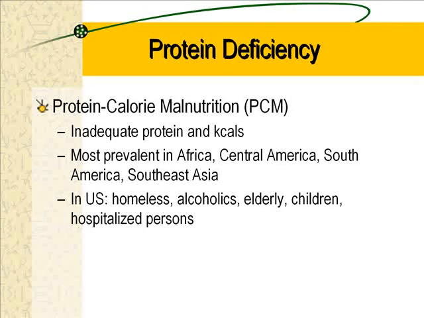PCM is short for protein calorie malnutrition. This is a condition that takes place when there's not enough protein available in the diet and also not enough calories. PCM is most prevalent in the developing countries like Africa, Central America, South America, and Southeast Asia. But we do have PCM in the United States. Typical populations that we might see it here is the homeless or alcoholics who typically might drink their meals versus eating food, elderly people, small children, or hospitalized people.